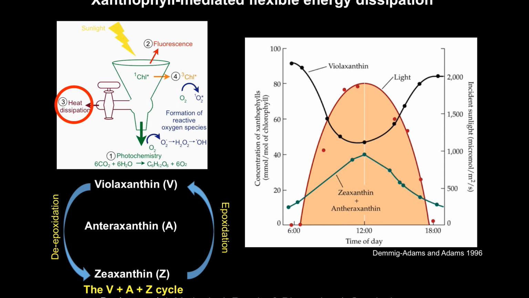And as that sun increases throughout the day, we see with the black line decreases in the concentration of violaxanthin and increases in those photoprotective pigments, zeaxanthin and antheraxanthin. So throughout the day, this particular plant is turning the sunscreen on and then again ramping the sunscreen down.